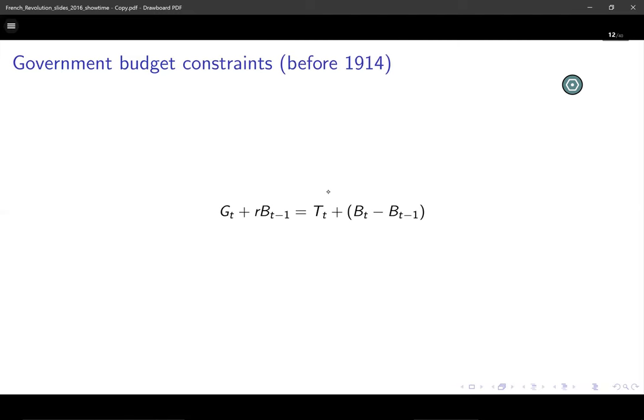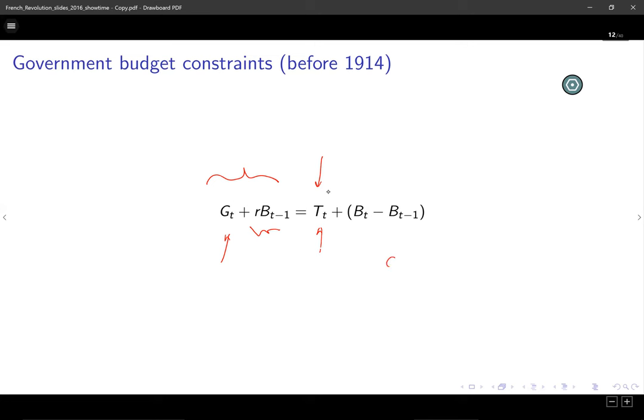Okay. So here's the government budget constraint before 1914. On the left-hand side is going to be government expenditures. So G is government expenditures, and R is the interest payments on the government debt. On the right-hand side is going to be tax collections, and then the first difference in government debt. So you come into a period, the government has to pay this. It has two ways to pay it. It can tax or it can increase borrowing. That's the government budget constraint.